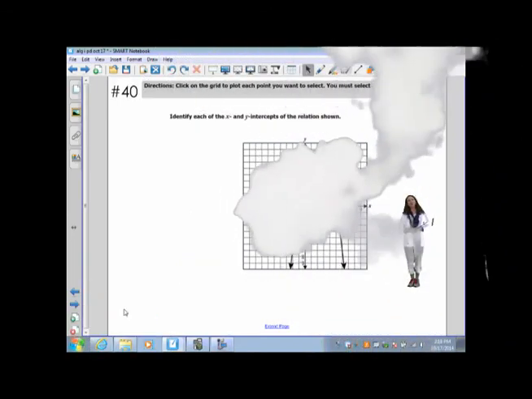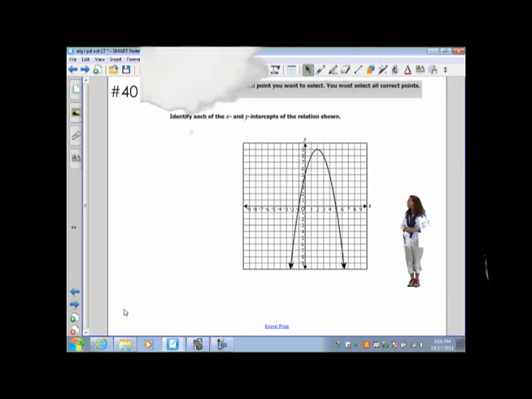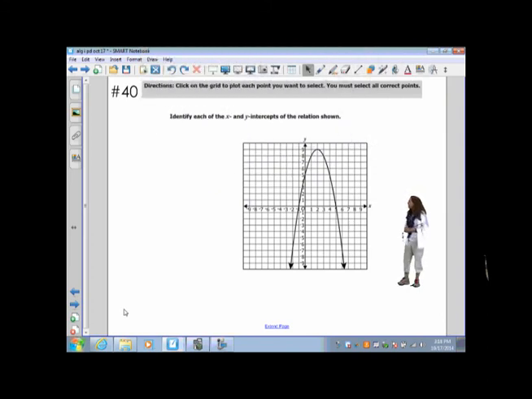Welcome to the quirky world of quadratics and question 40. We have been asked to click on the grid to plot each point that we need to select. We must select all correct points. Does that mean that there might be more than one? Yes, it does. So we need to be very careful to collect all of them. We need to identify each of the x and y intercepts of the relation that's shown.